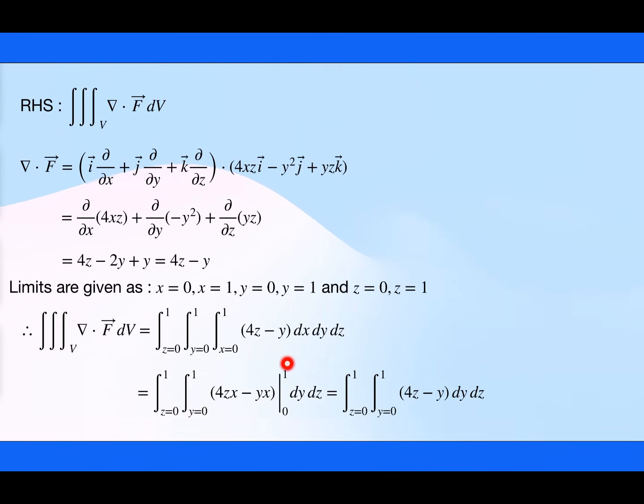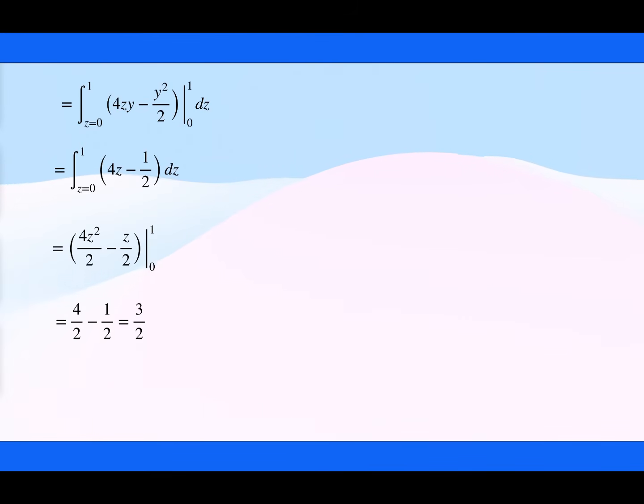So when you integrate with respect to x, 4zx minus yx. So the limits are 0 to 1. So when you apply 1 here, it is 4z minus y, and lower limit is 0, of course. So you get like this. Then again, when you integrate with respect to y, you get 4zy minus y square by 2. So that is shown here. Okay, 4zy minus y square by 2. The limits are 0 to 1.